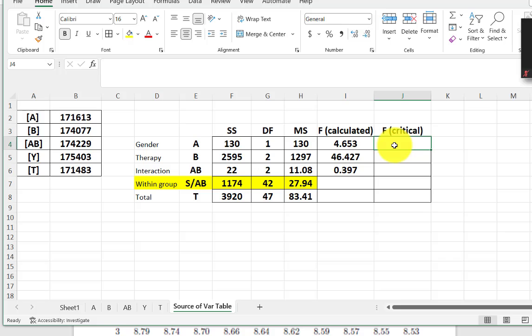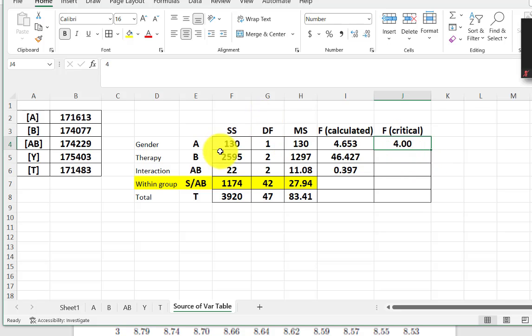Right? 4.00. And since your calculated F ratio is greater than the critical F from the book, you get to reject the null. You say, null, you're a loser. You're a liar. Get out of here. So that means there is a significant difference for A.